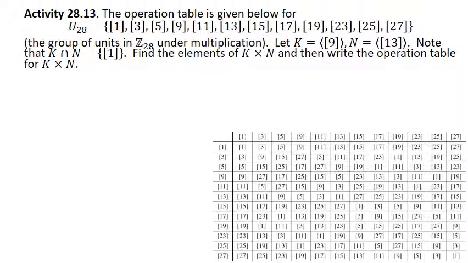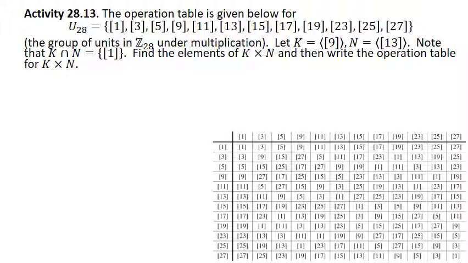Okay, so let's go over this activity. The operation table is given below for U28, which is the group of units in Z28 under multiplication. Remember, the units are the ones that are relatively prime to the modulus, and they have multiplicative inverses. So our operation here is multiplication. I've listed the elements there for you, and they're also in the table down there.